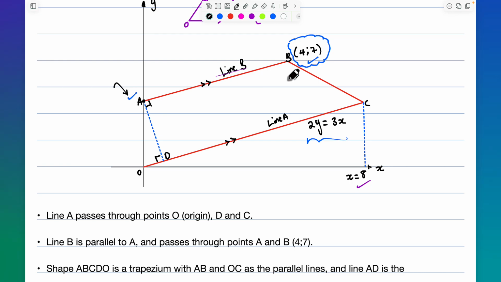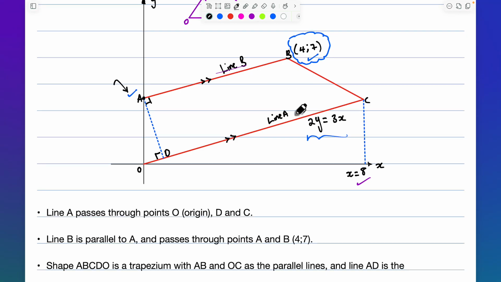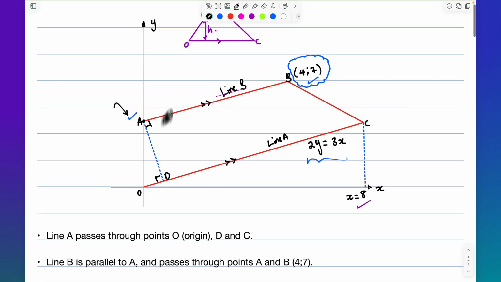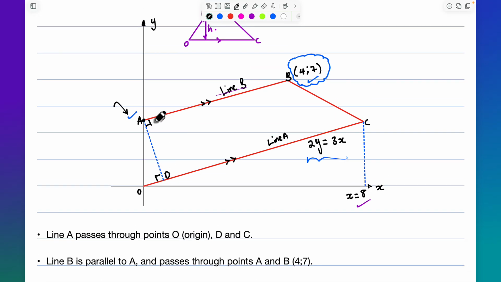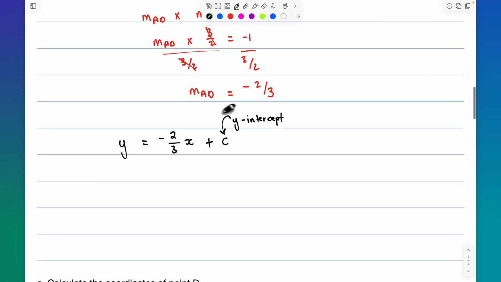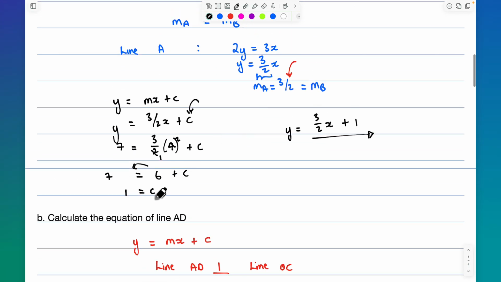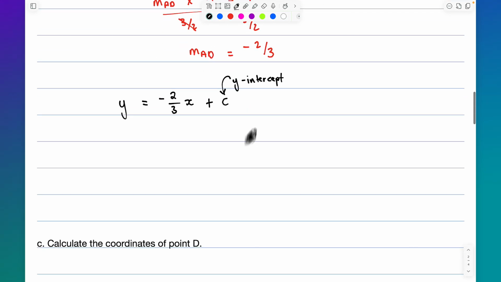We actually already calculated it from before, because the y-intercept of line AD is the same as the y-intercept of line AB, because they cross the y-axis at the exact same position. So the C for this line is actually going to be the same C for this line as well, which is positive 1. So this equation is actually going to be y is equal to negative 2 over 3 x plus 1.